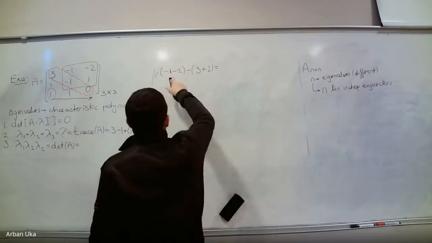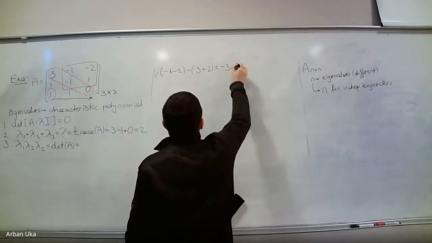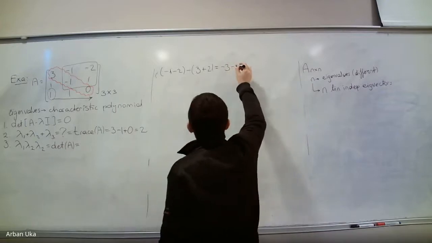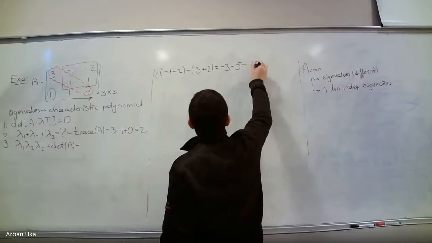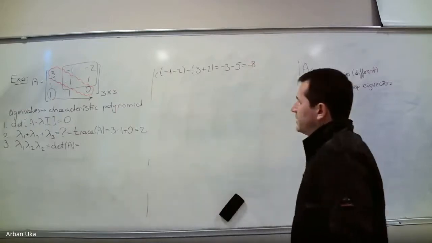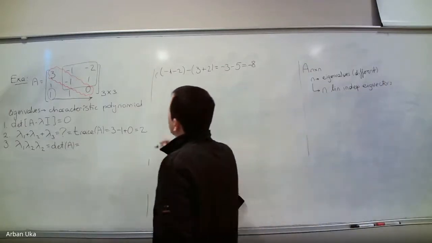So this is equal, this is minus 3 minus, what is this, minus 5. This is equal to minus 8. Is this what we find for the product of these values, minus 8? Or is the determinant correct? Otherwise, we can find the following.